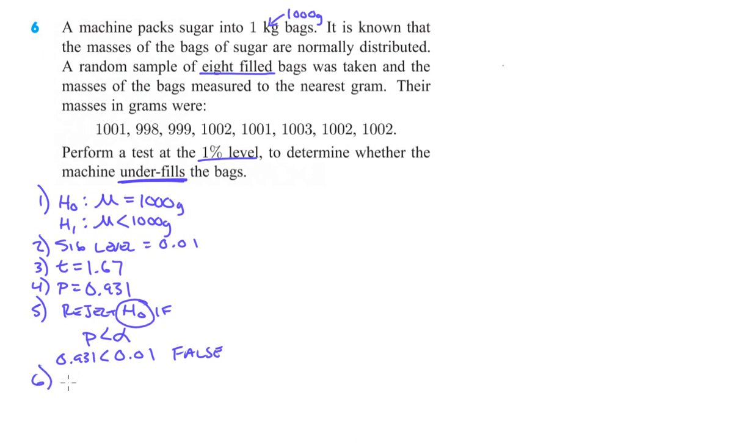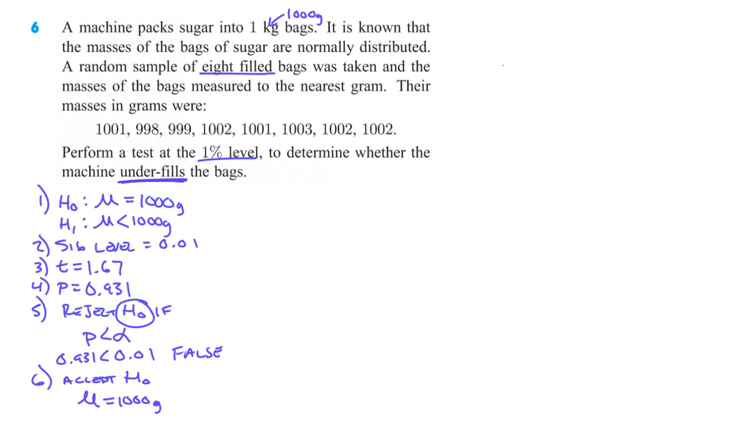So step 6 is accept H0, which means that our mean is going to be pretty close to 1,000 grams. And if you look at that, our mean is going to be really close to 1,000 grams. It looks like it'd be a smidge over, but not by enough significance to make it matter.